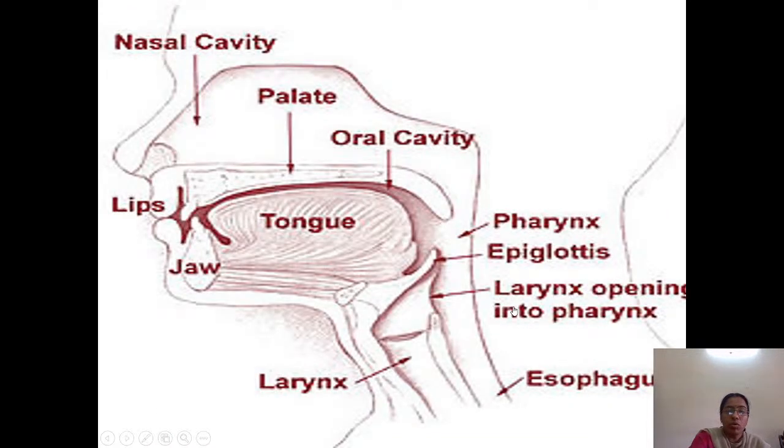Next, coming to the oropharynx. What is the oropharynx? Behind the mouth, the pharyngeal tube, the fibromuscular tube that you are seeing, is called the oropharynx. It extends from above, again the soft palate, to below, the epiglottis. Behind, it is the prevertebral fascia, the fascia covering the vertebrae.